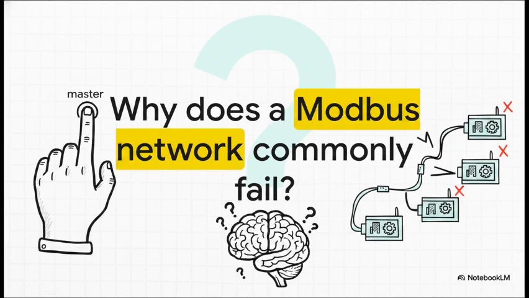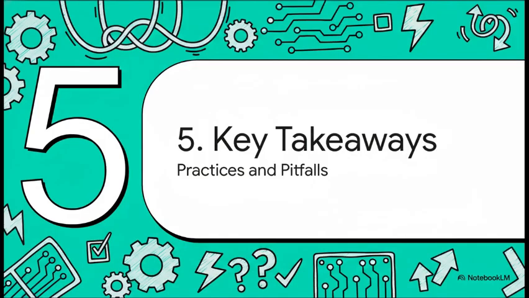But hey, apart from physical wiring interference, I've got a quick question for you. When you're setting up these networks from scratch, what do you think is the single most common reason a Modbus network just completely fails to communicate? Take a second. Think about what we discussed a few minutes ago regarding the master and the slaves. Any guesses? All right, let's wrap this up with Section 5, Key Takeaways, Best Practices, and Pitfalls.